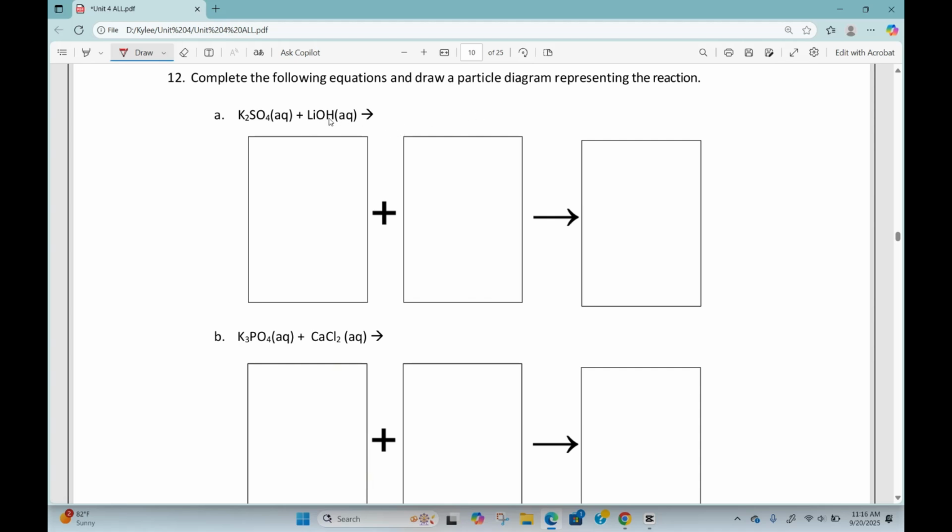I have K2SO4 plus lithium hydroxide, and that's going to form its double replacement, KOH. It's outsides and insides, and then lithium is going to go with sulfate. When I balance this though, I have 2 potassiums, so I need a 2 here. Then I'm going to need 2 hydroxides, and that ends up helping me because I needed 2 lithiums.